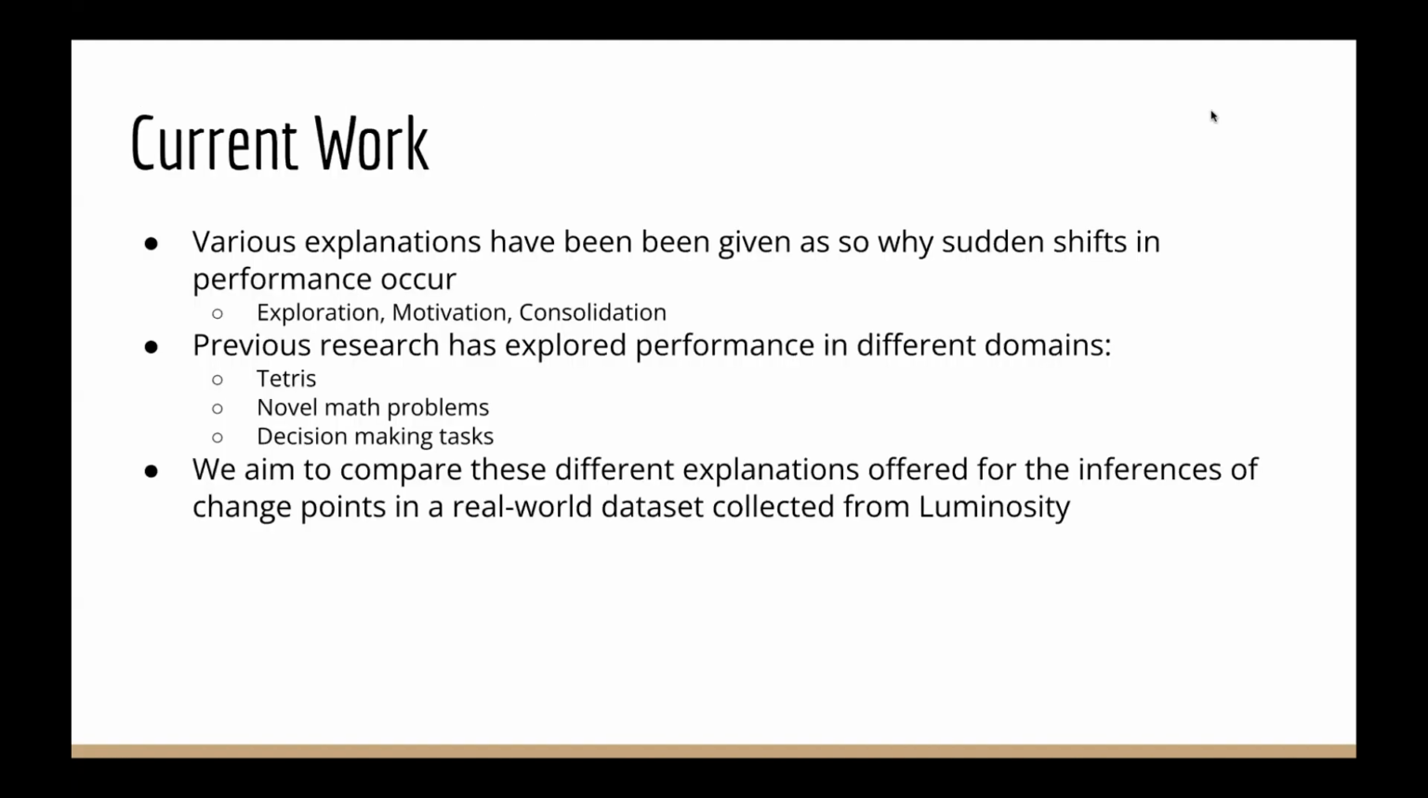As mentioned on the previous slide, past research has offered different explanations as to why sudden shifts or change points are inferred. Each of these different explanations has examined performance in different domains: Tetris, novel math problems, and decision-making tasks. However, no attempt has been made to compare these different explanations against each other in a single data set. In this talk, we compare the ability of these three different explanations to best account for the inferred change points in an applied real-world dataset of individuals completing different games on Luminosity.